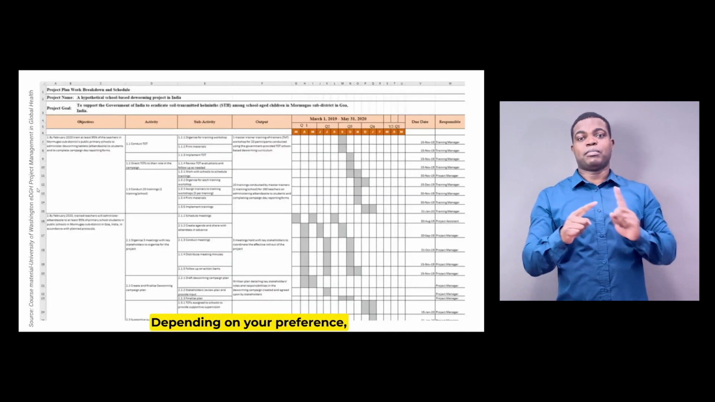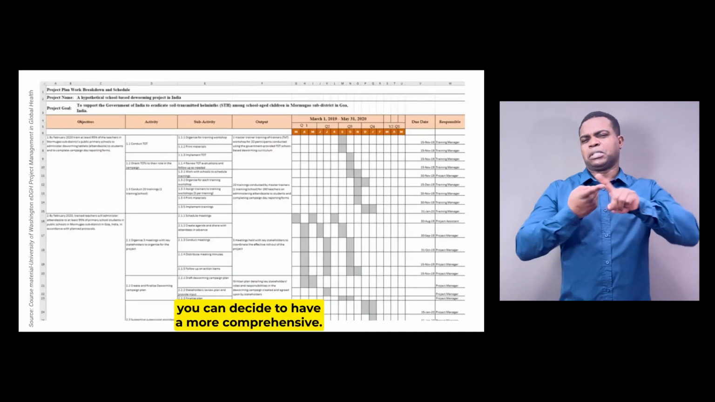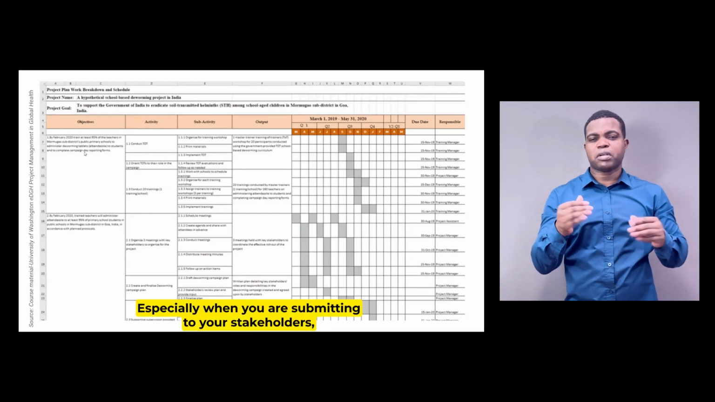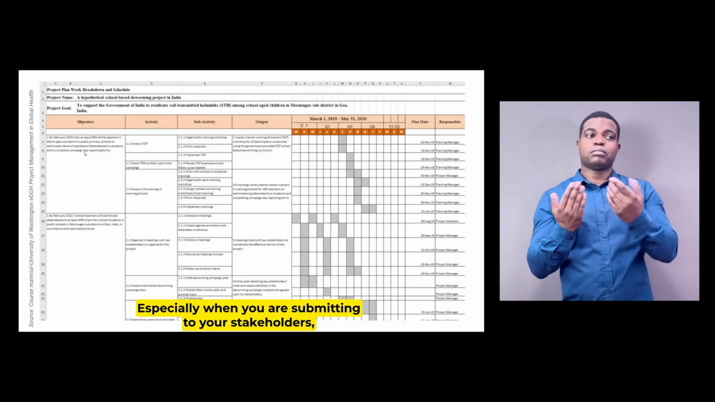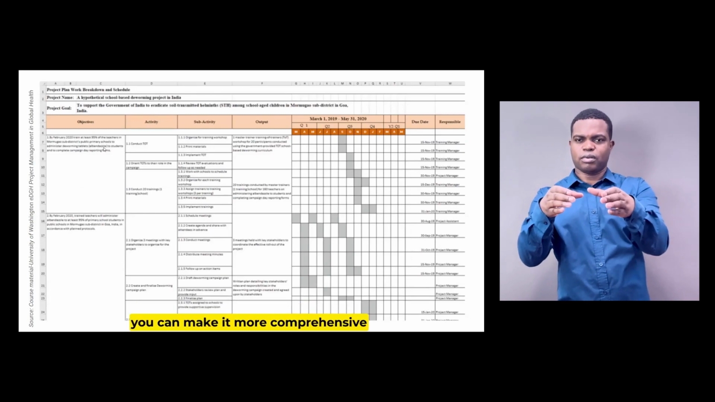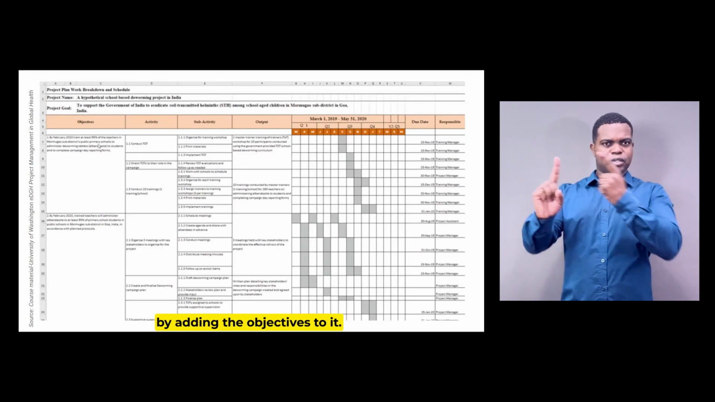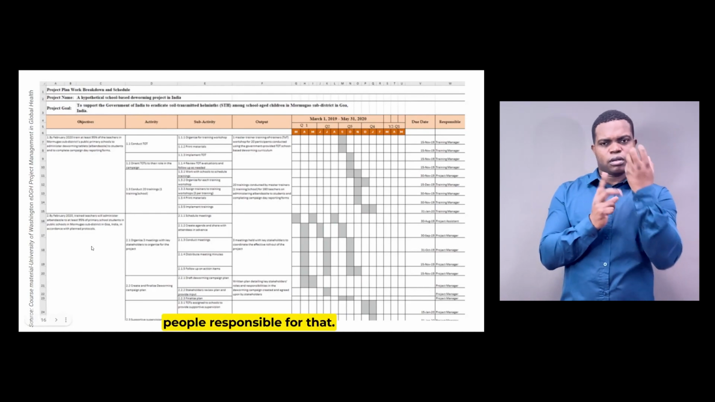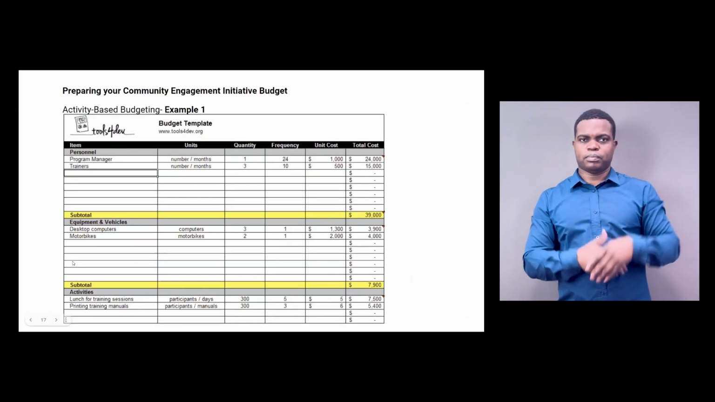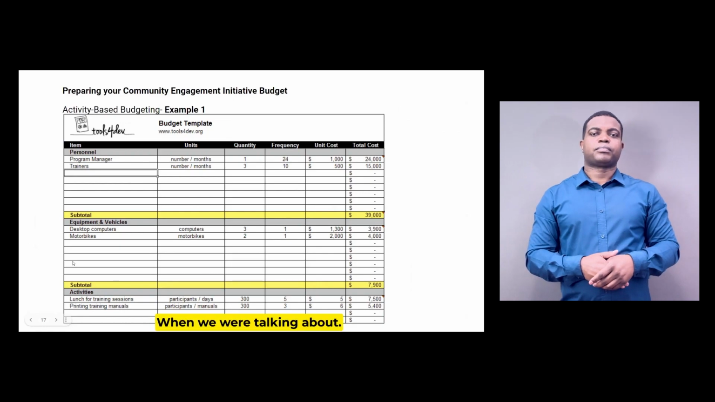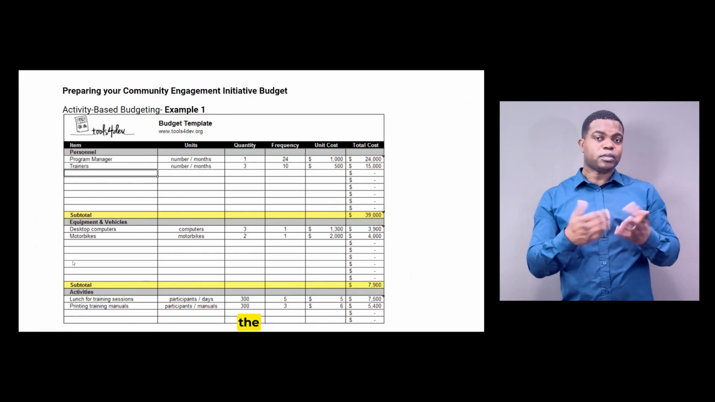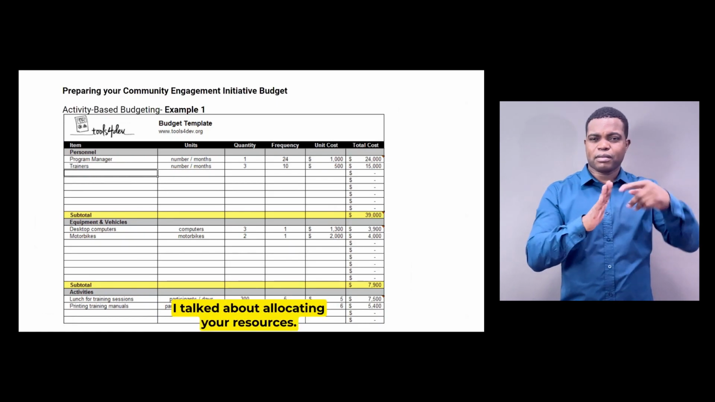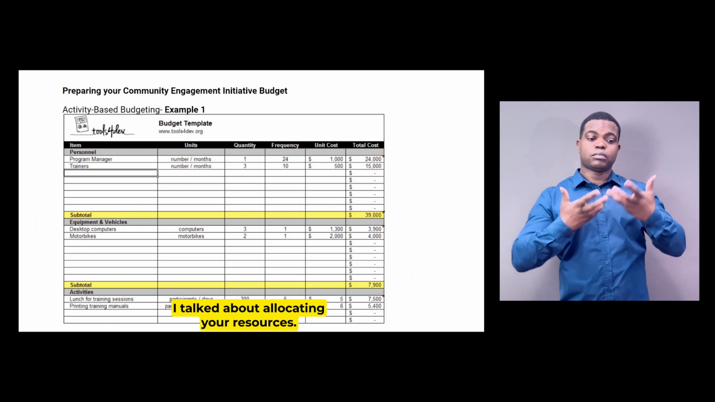So depending on your preference, you can decide to have a more comprehensive timeline, especially when you are submitting to your stakeholders. You can make it more comprehensive by adding the objectives to it and the activity, as well as the people responsible for that. So when we were talking about the community engagement plan, I talked about allocating your resources.